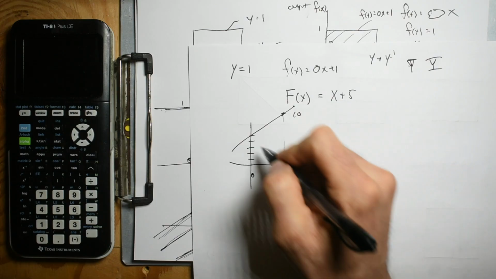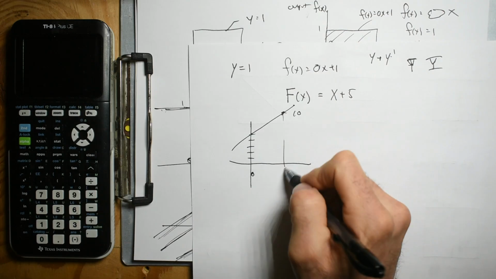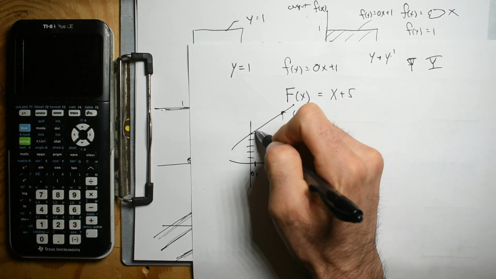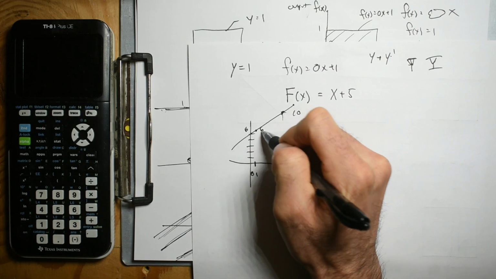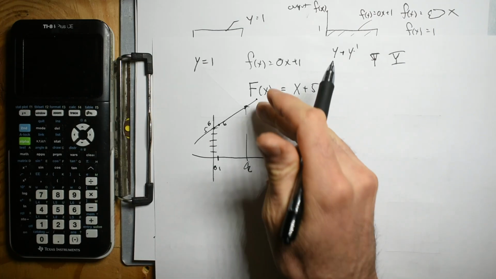No, it's not. Sorry about that. Scale is way off. So 1 would be right there. That means this value right there is going to be 6, and I'm going to start with a value of 5.